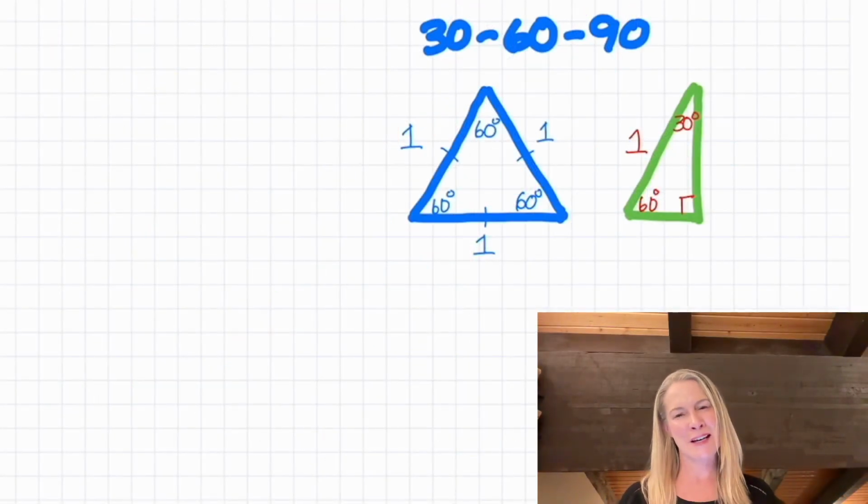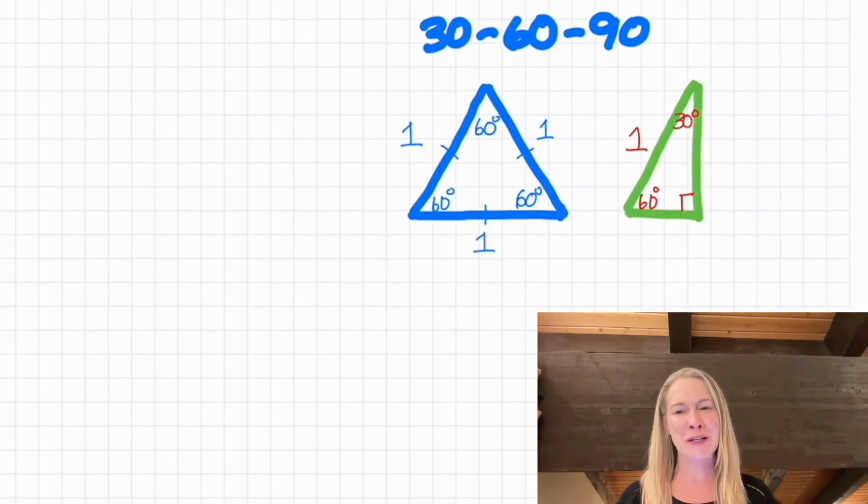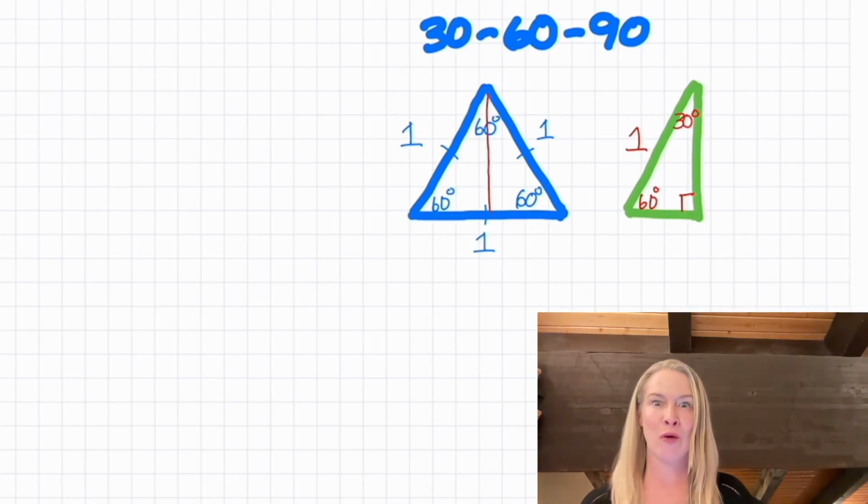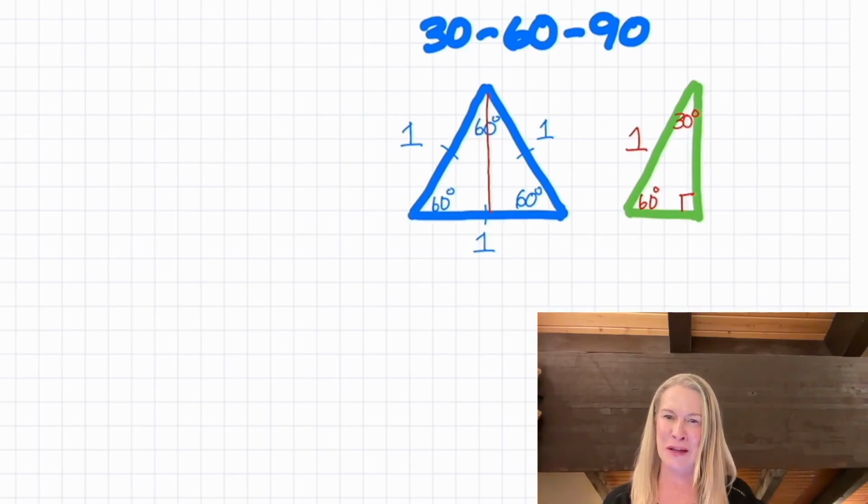For the 30, 60, 90 triangle, it's helpful to start with imagining an equilateral triangle where all three sides are equal to 1, and then all three angles, of course, are 60 degrees. If you imagine cutting that equilateral triangle right down the middle, then you'd end up with this green triangle we have here, which is a 30, 60, 90 right triangle. Of course, that long side, the hypotenuse, is still a length of 1.